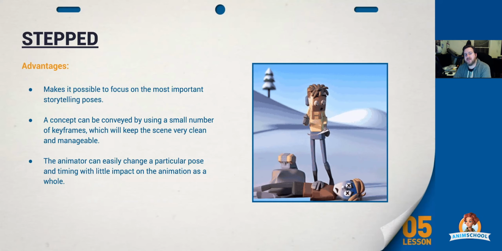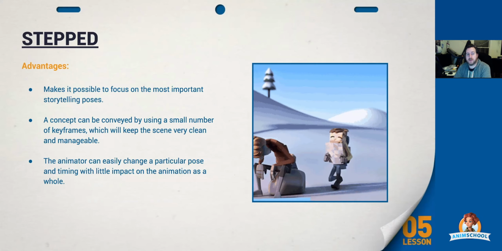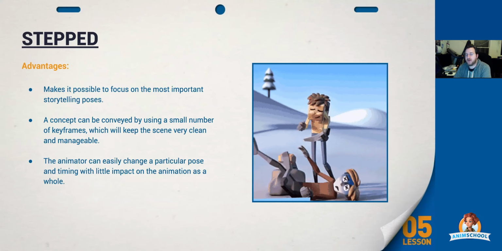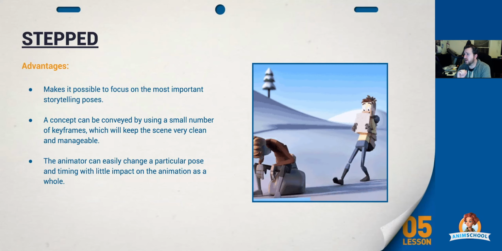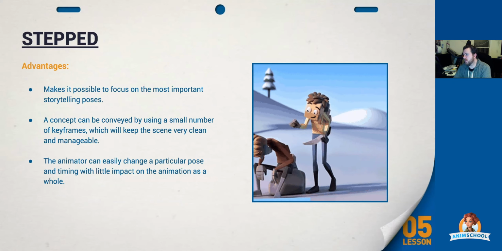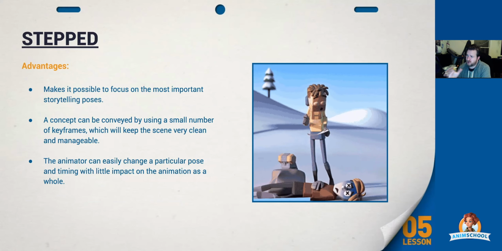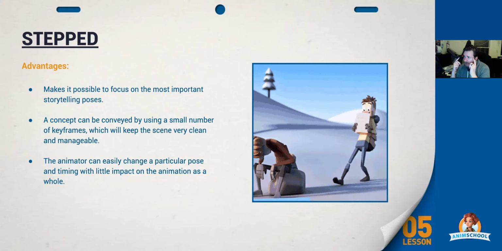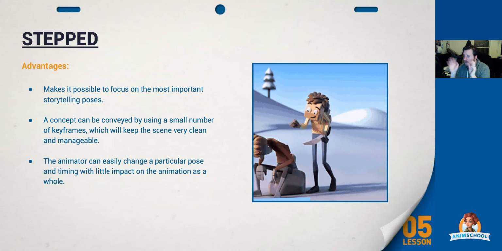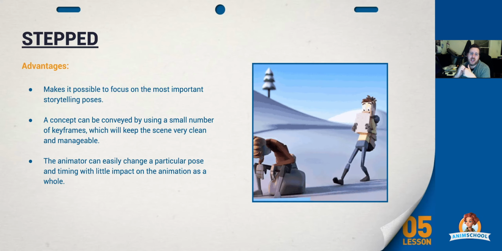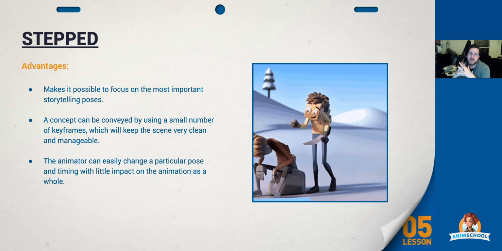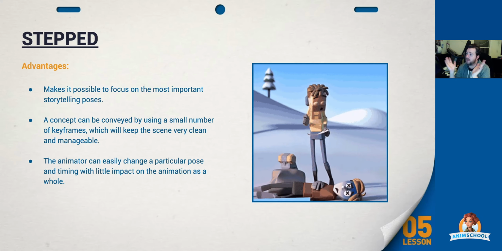A concept can be conveyed by using a small number of keyframes which will keep the scene very clean and manageable. At Blue Sky, we kind of are required at this point to show our story poses before we go any further, just to make sure they can see what we see in our head. Really quick, take us one day, put it up, they give us notes, we go back. The animator can easily change a particular pose and timing with little impact on the animation as a whole.